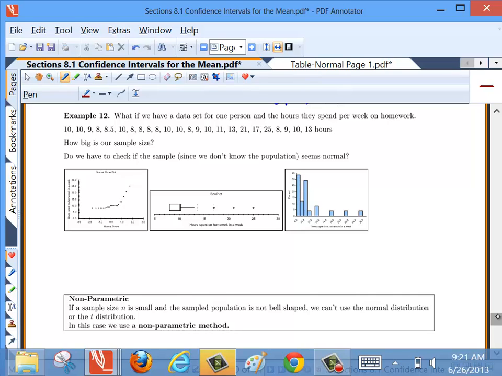So for our last example, what if we have a data set for one person and the hours they spend per week on homework? So here's my data set, 10, 10, 9, etc. How big is our sample size? Go through and actually count up how many data points you have. What did you guys get? 24? Okay. Is that small enough that I need to check to see if I have a normal population? Yes. So check if the population is normal.